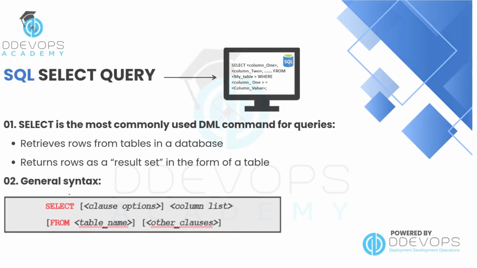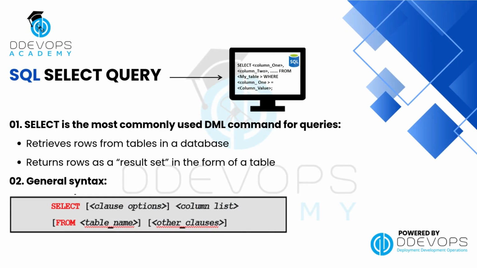Let's talk about the SQL Select query, one of the most powerful tools in your database toolkit. Select is a DML command used to retrieve rows from a table. The result is a set of data neatly returned as a table. The basic syntax is simple. Select the columns you want from the table you need, and optionally filter with a where clause. It's the foundation of querying, precise, flexible, and essential for data analysis.